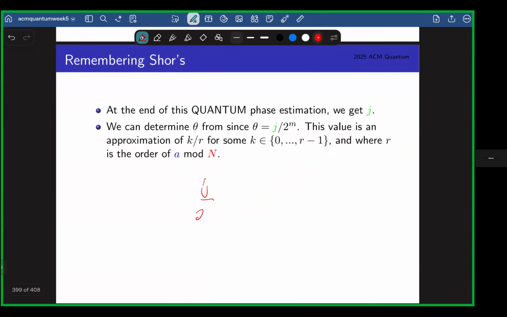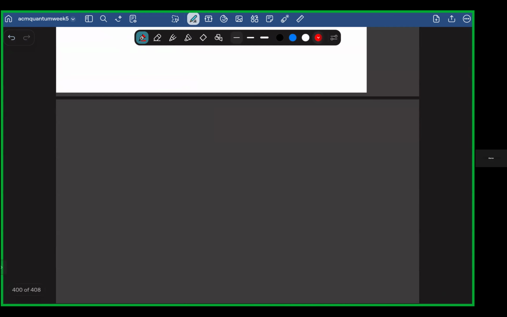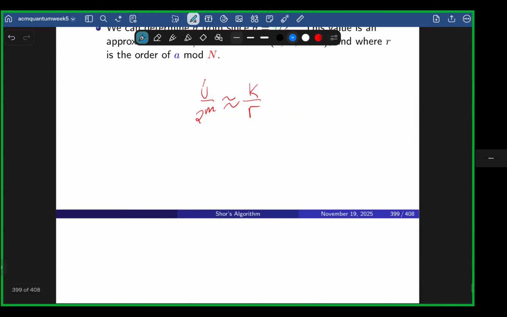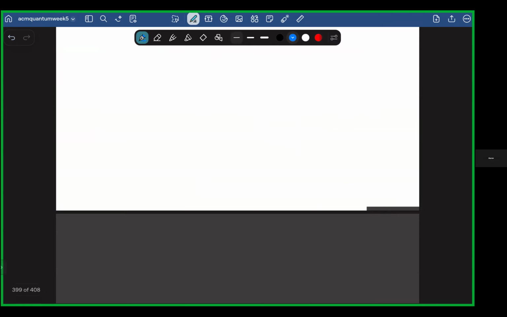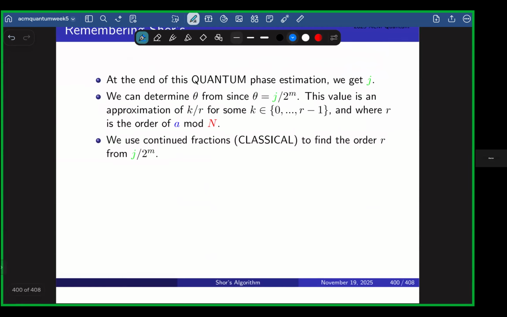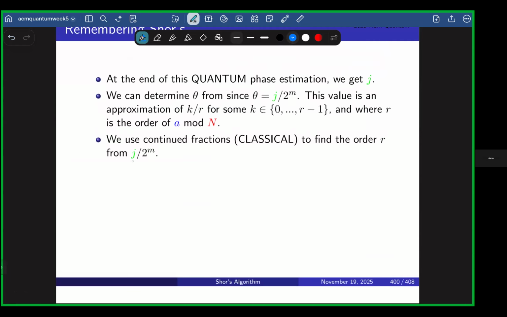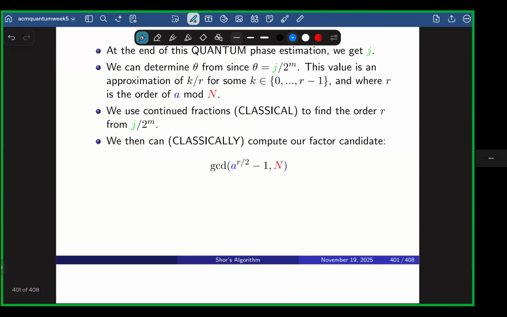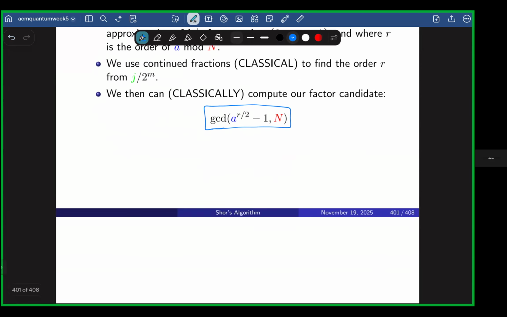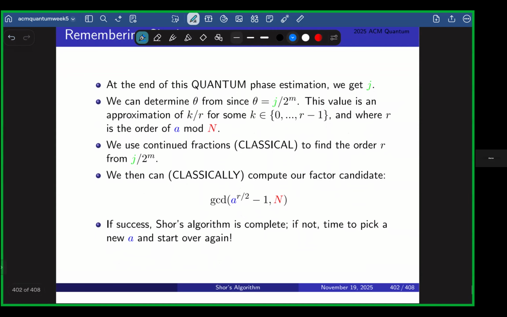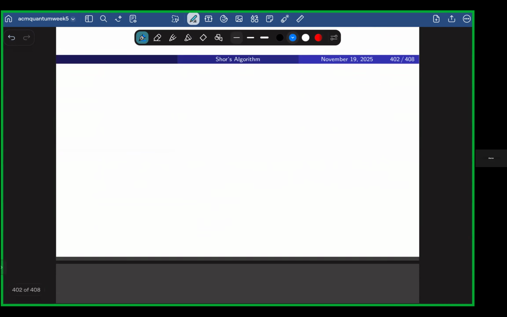So if J over 2^M is approximately K over R, this is the order. This is what we care about. Remember the big picture: we wanted the order R. So we use continued fractions, which is classical, to get the order R out of this number. And then we classically compute our factor candidate, which is this. If successful, then Shor's is complete. If not, then you start all over again. And that should be it.